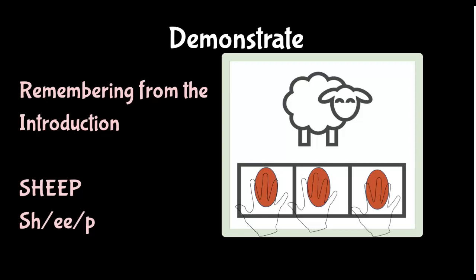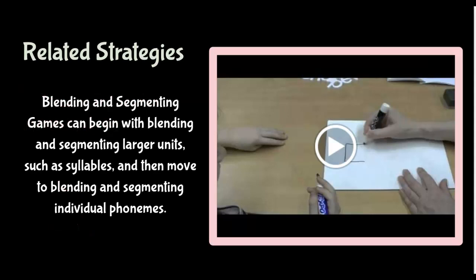Blending and segmenting games can begin with blending and segmenting larger units, such as syllables, and then moving to blending and segmenting individual phonemes. What is blending and segmenting? Blending is putting sounds together, and segmenting is pulling sounds apart. Let's say that again. Blending is putting sounds together, and segmenting is pulling sounds apart. These are skills that are necessary for learning to read and spell.